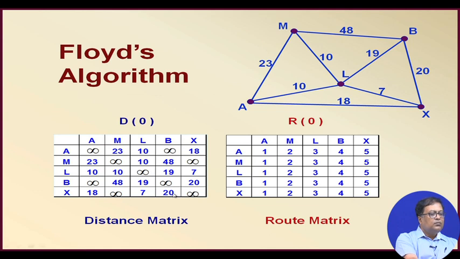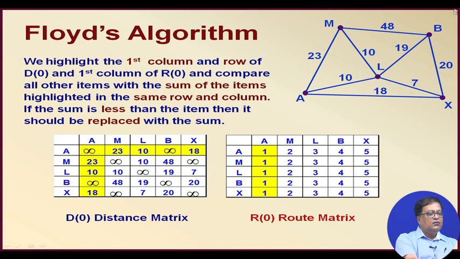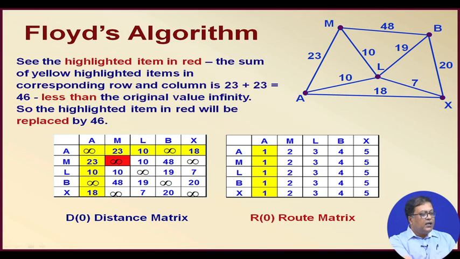Yeah. So, this is 23 plus 18, that will be 41, right. So, that is how we proceed in this particular situation. Now look at this: M to M, M to M through A. You see, M to M through A will be 46. Why? Because 23 plus 23 is 46, right.